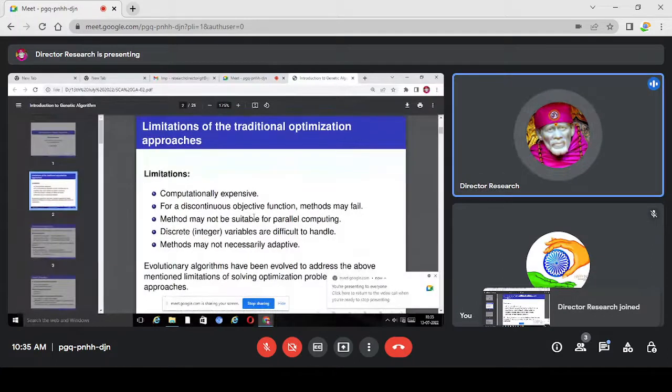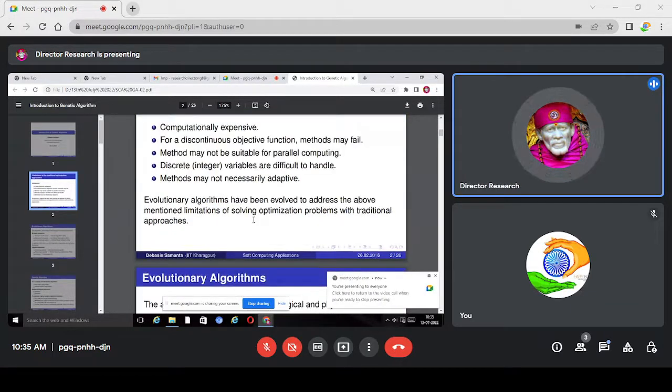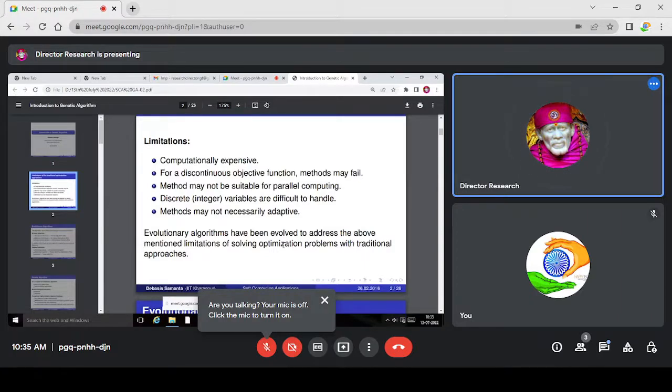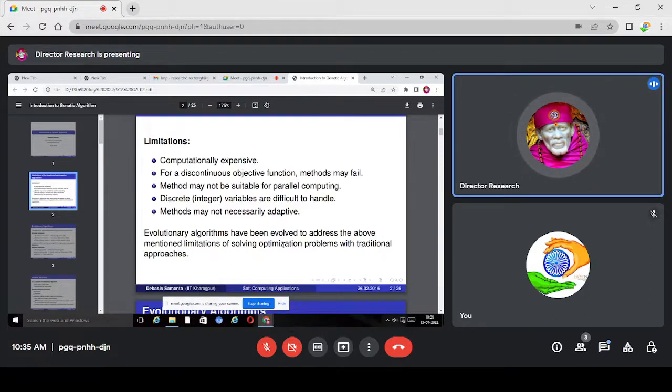Here are the limitations of traditional optimization approaches. They are computationally expensive. For a discontinuous objective function, methods may fail. The third point is that methods may not be suitable for parallel computing. The fourth point is that discrete and integer variables are difficult to handle. The other point is that methods may not necessarily be adaptive. Evolutionary algorithms have been developed to address the above-mentioned limitations of solving optimization problems with traditional approaches.